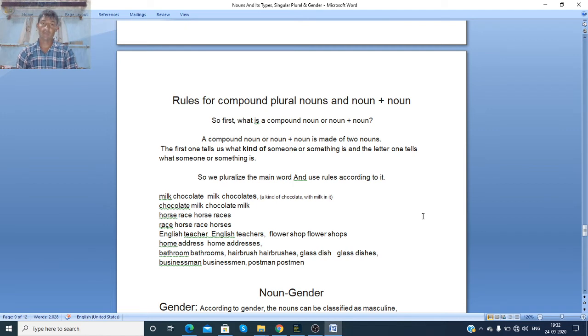Compound nouns and noun plus nouns are made of two nouns. So we pluralize or change the gender of the main noun that we are talking about. For example, like race horse and horse race. When we say horse race, this is about the race. So we will pluralize race, not horse. So horse race will become horse races. It is about a type of race or type of races.